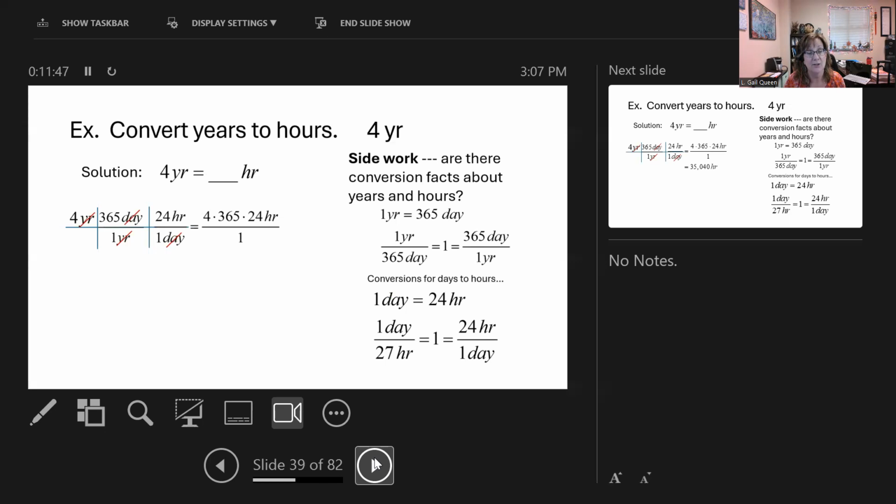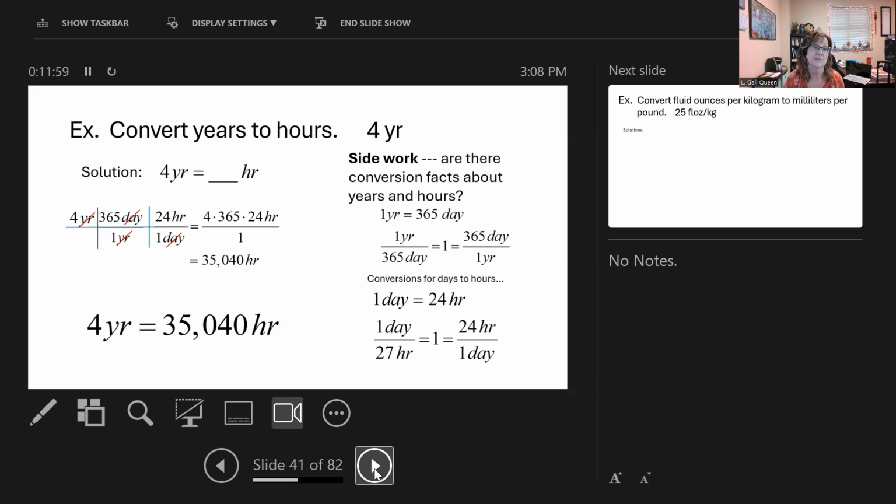When you grab your calculator and you multiply 4 times 365 times 24, you get a total of 35,040 hours. So the answer to this problem is 4 years is equal to 35,040 hours. So do you see how we just multiplied? This time I had to multiply by two fractions that were equivalent to 1.